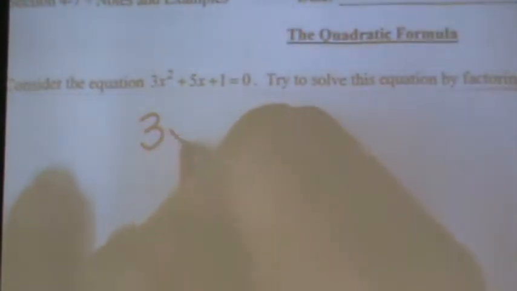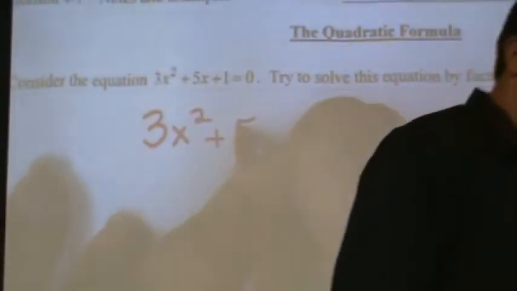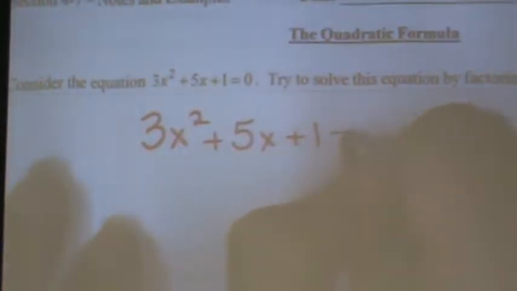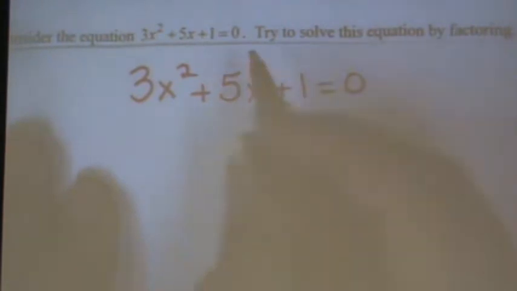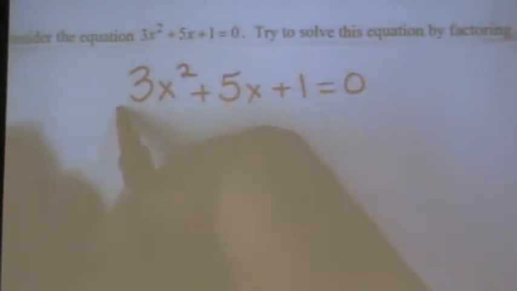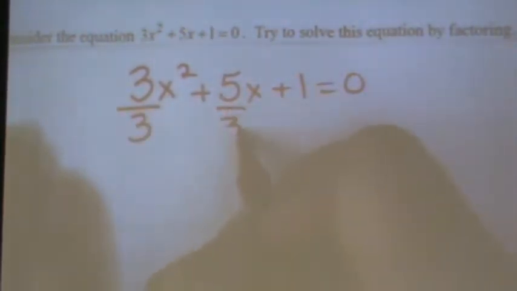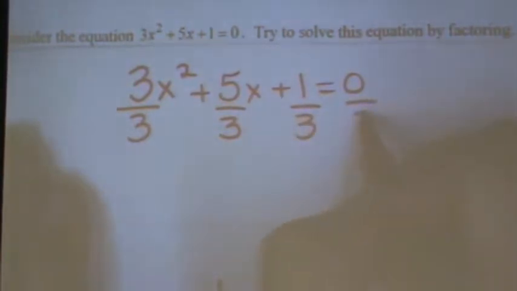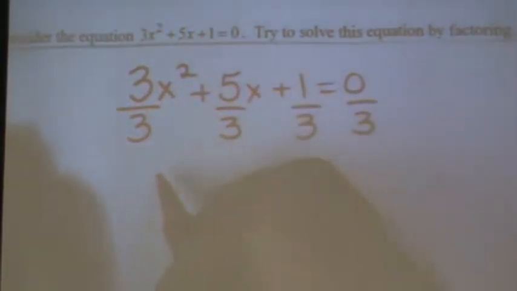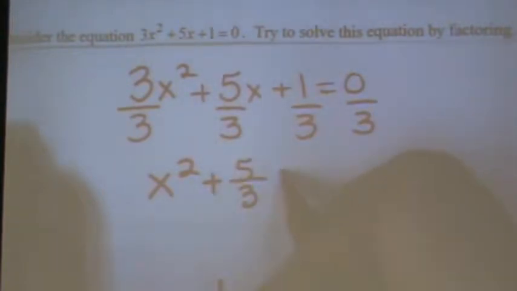Now, if I ask you to complete the square, what would you do? You have 3x squared plus 5x plus 1 equals 0. If I asked you to complete the square, what would you do? You better hope I don't ask you to complete the square on this one, because this is going to be horrible to do. If you take half of 5/3, I could do it.